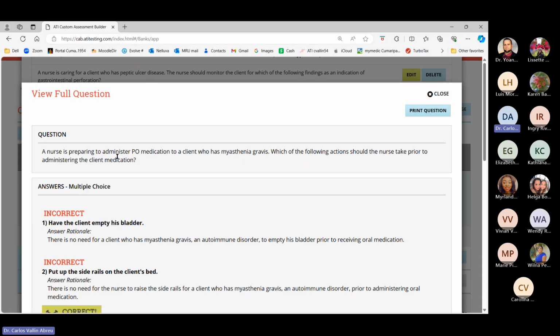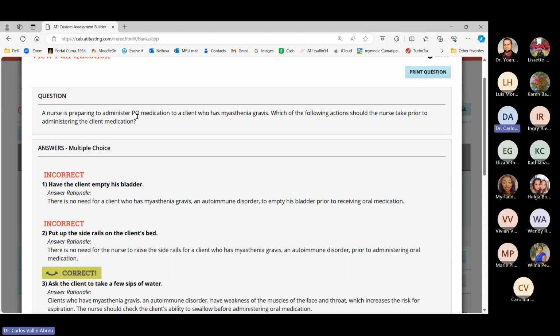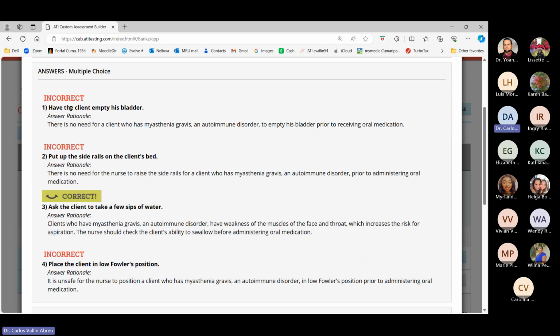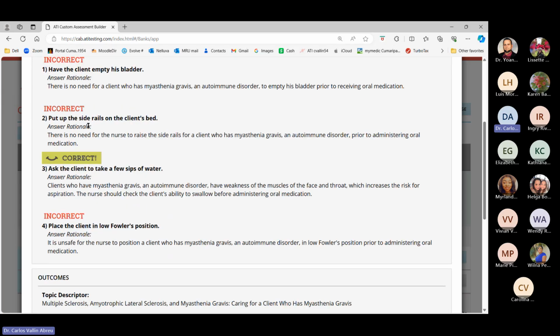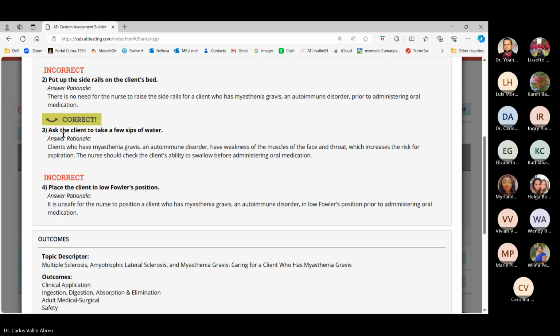A nurse is preparing to administer PO medication to a client who has myasthenia gravis. Which of the following actions should the nurse take prior to administering the client medication? Of course, you need to check if the client can swallow. Have the client empty his bladder? No. Put up the side rails on the client's bed? No. Ask the client to take a few sips of water.